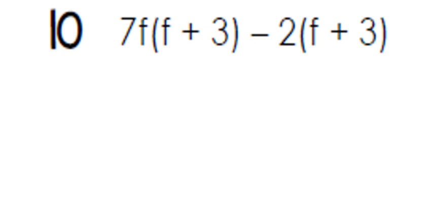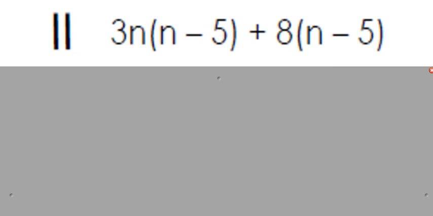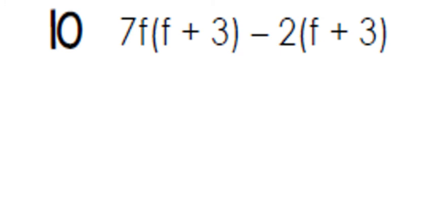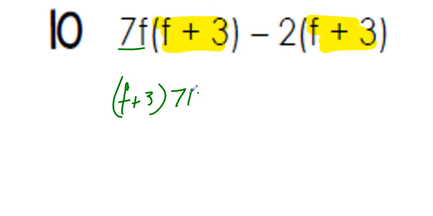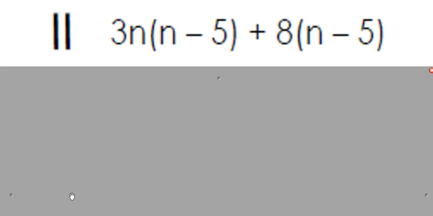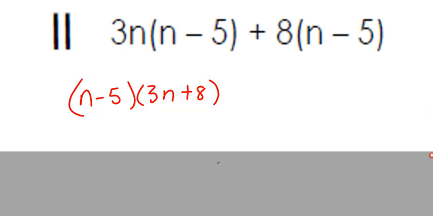Try 10. I'm doing 10. So our greatest common factor is f plus 3. I factored out an f plus 3, and that left me 7f minus 2. Right, 11, try that one. Try 12.